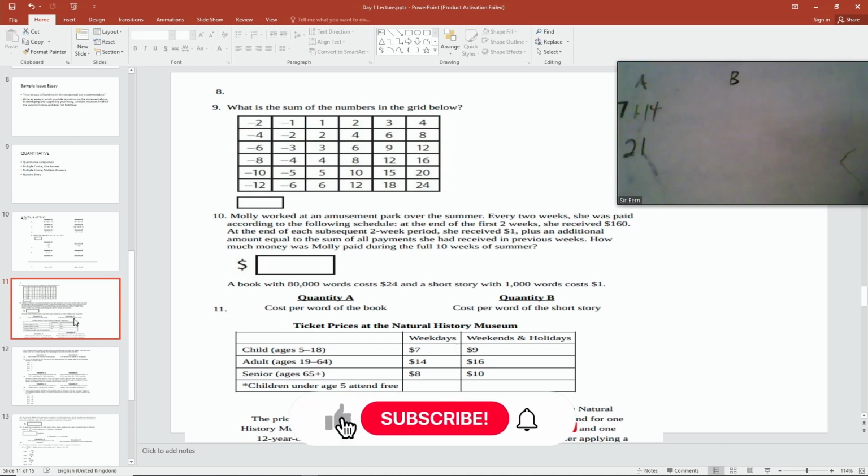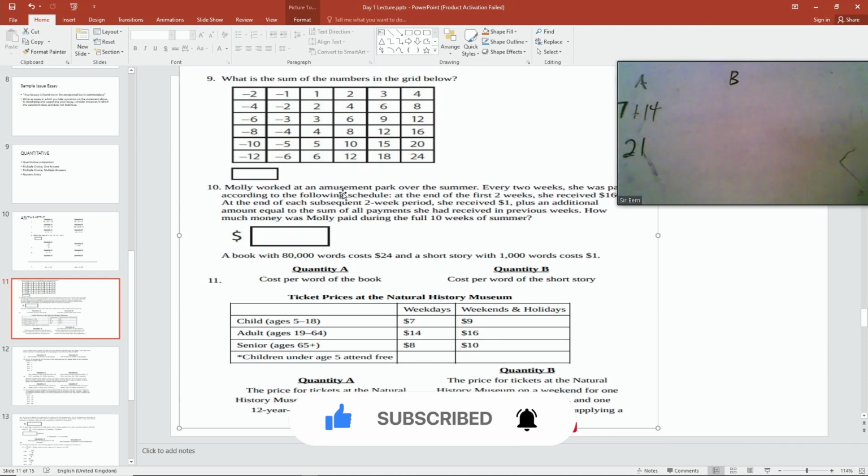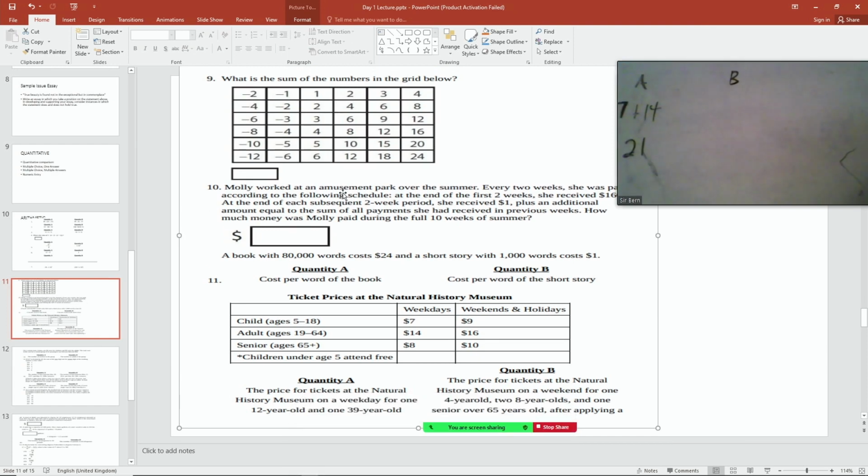Then quantity B, the price of tickets for a weekend for one 4-year-old. One 4-year-old is a child under 5, so that is free. That is zero. That person will not pay. Then two 8-year-olds. The 8-year-olds are within the child range. That was weekend, so weekend is $9. So 2 times 9 will give us 18. And one senior over 65 years. Weekend, that is $10 plus $10.